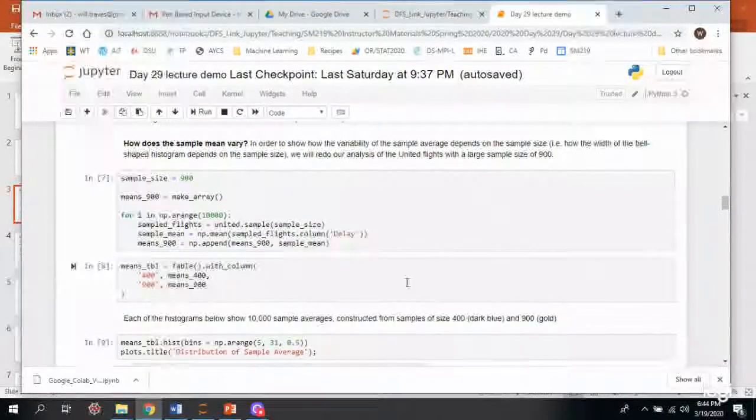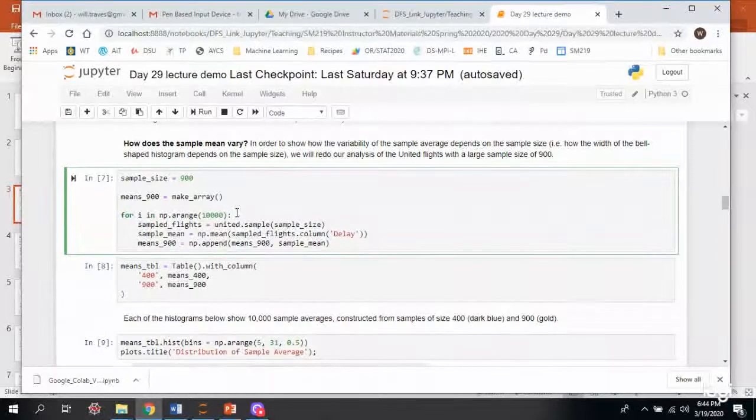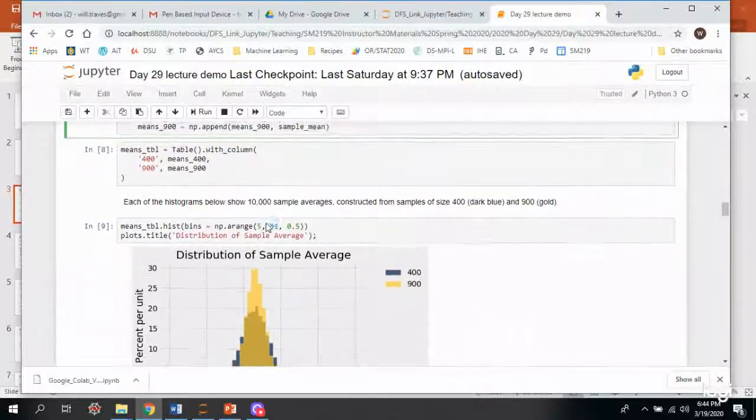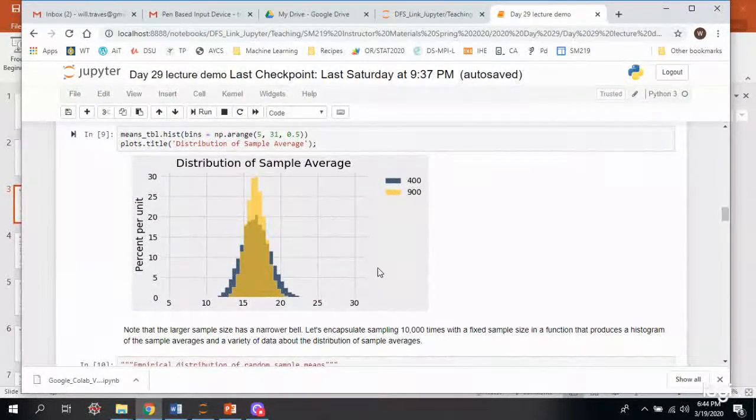In order to show how the variability of the sample average depends on the sample size, that is, how the width of the bell-shaped histogram depends on the sample size, we're going to redo our analysis of the United flights with a larger sample size of size 900. So here's that same code as before, producing 10,000 sample averages, but this time the sample averages are going to be with 900 samples from the United flight data as opposed to 400 size samples. And when you do that, you produce this histogram.